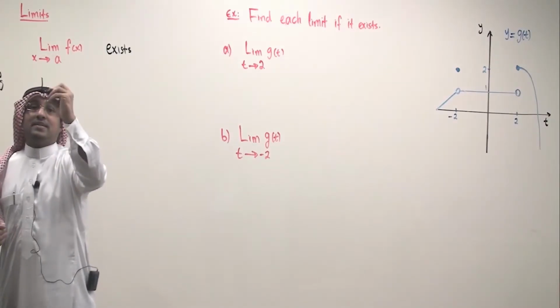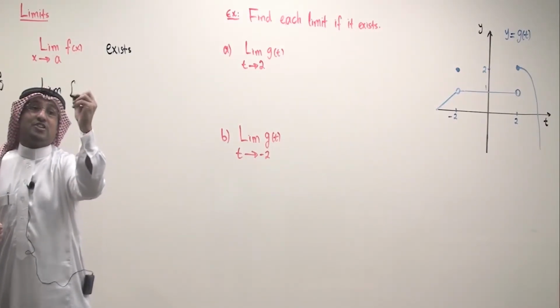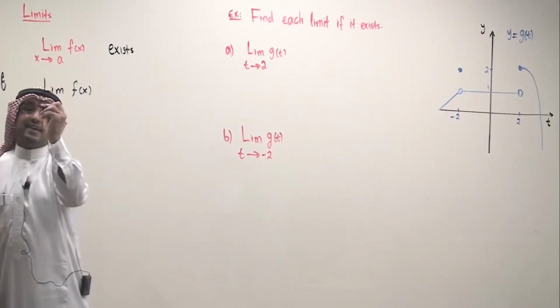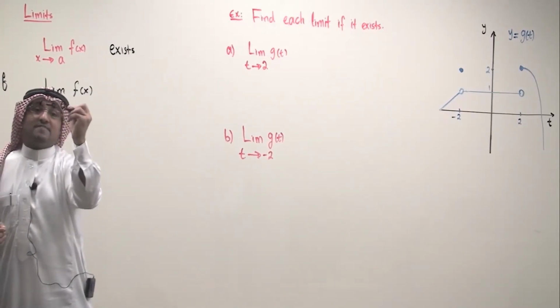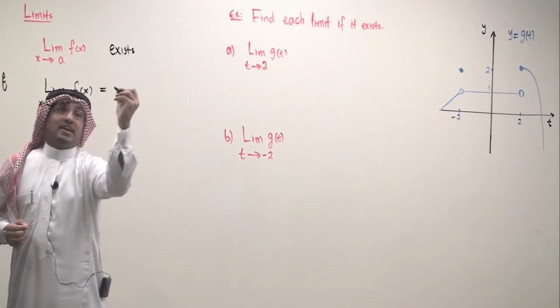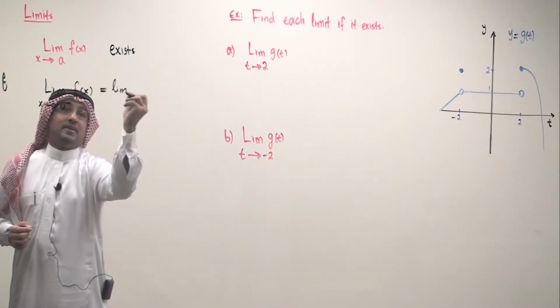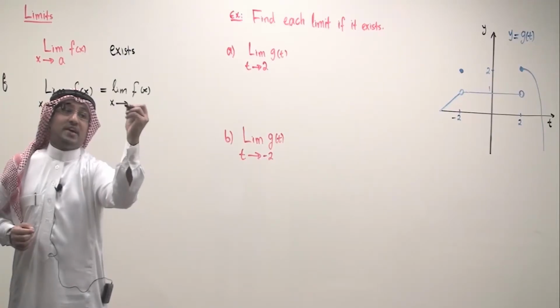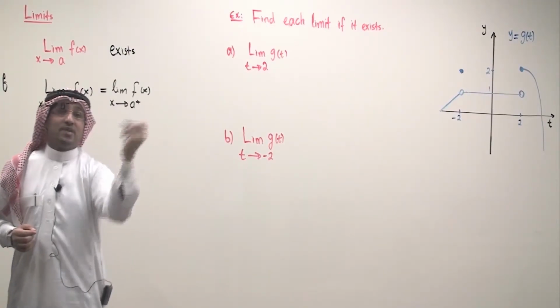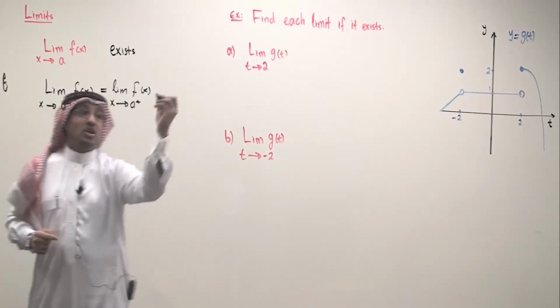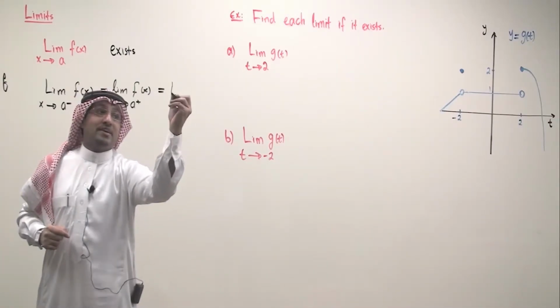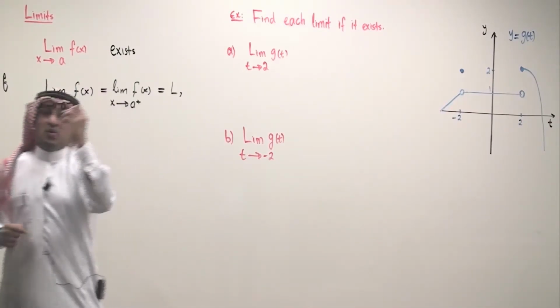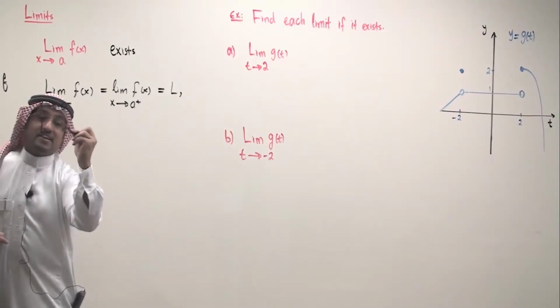if the limit of this function as x goes to a from the left equals the limit of f of x as x goes to a from the right side. Both of them are equal to a number, say for example L, where L here is a finite number.